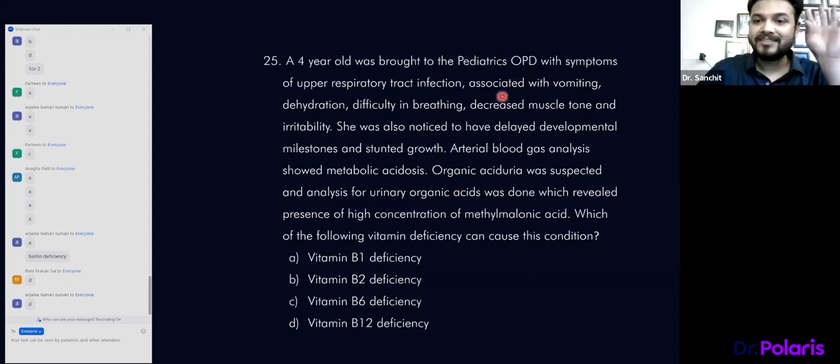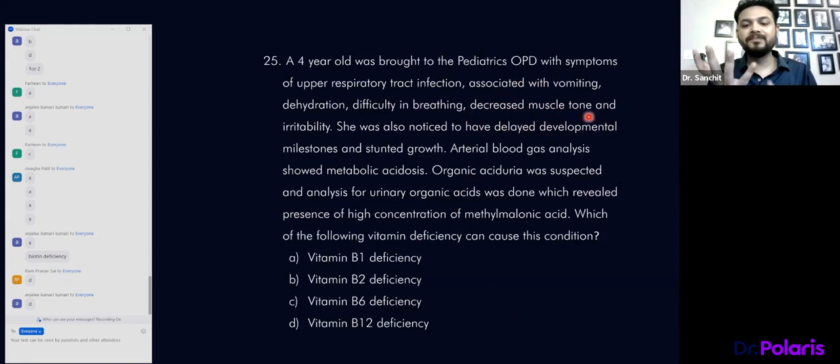Now again, always see muscle tone, decreased muscle tone. Whenever vitamin B12 deficiency comes, there will always be difficulty in two things. One, they will always be lethargic and have muscle tone problems. Second, they will always have tingling of extremities. Always notice that. So when they come up with these kind of problems, see this: they have decreased muscle tone, irritability, and delayed developmental milestones. That means they are not growing properly. All of these point towards a specific vitamin, that is vitamin B12 deficiency. And the second clue was organic aciduria was suspected and it revealed high concentration of methylmalonic acid. That was the second part.